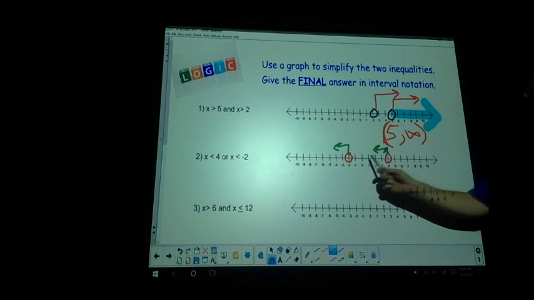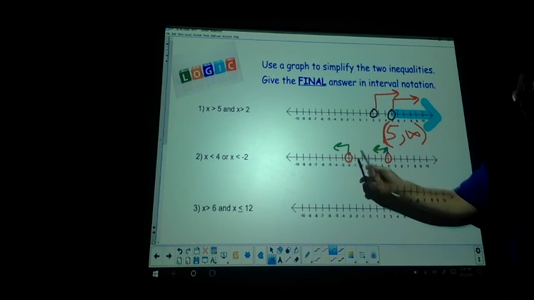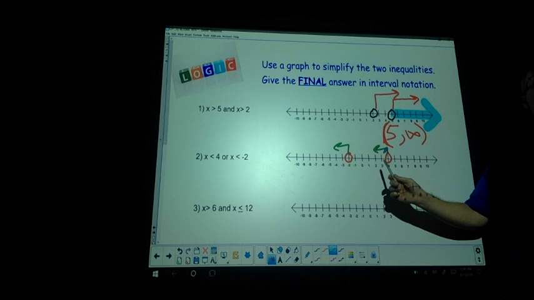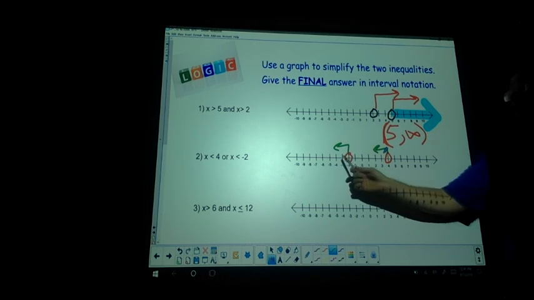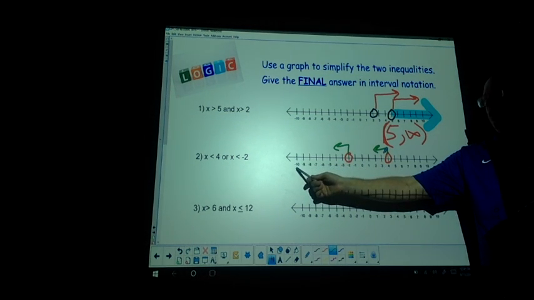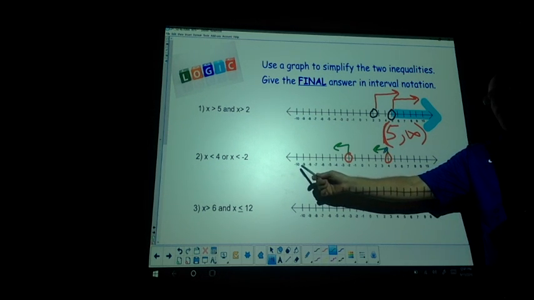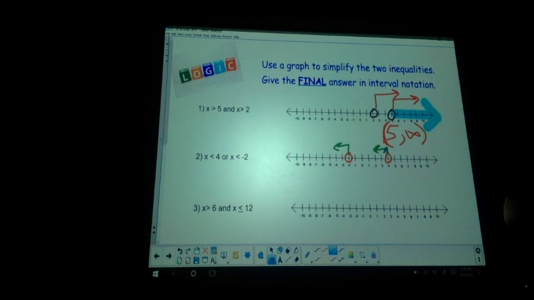But if I pick, say, 0, 0 is in between these, right? Is 0 less than 4? That's true. Is 0 less than -2? No. So this was true and false. And then if I continue this way, so I go to -10. Is -10 less than 4? That's true. Is -10 less than -2? That's also true. So this is an OR statement. So this entire graph here works going to -infinity.